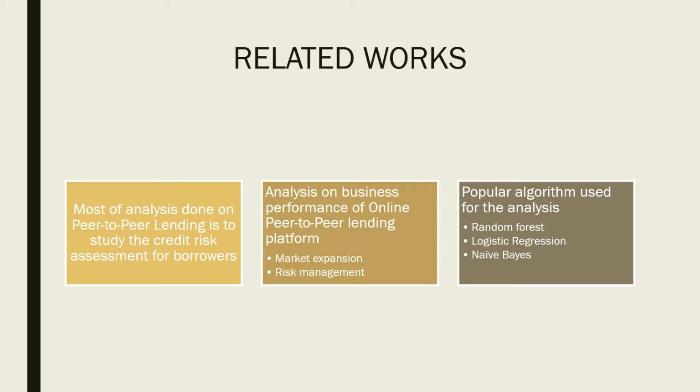And then lastly, popular algorithm used for the analysis related to peer-to-peer lending data sets are random forest, logistic regressions, and naive bayes.